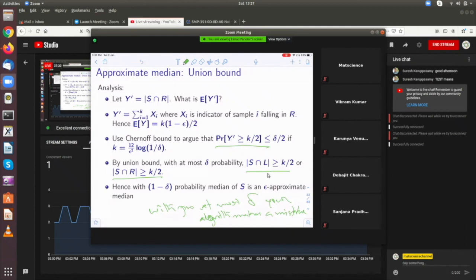And in the morning section, you have seen the quicksort analysis again, right? How can you say with good probability that your running time is small, of order n log n? Any question?